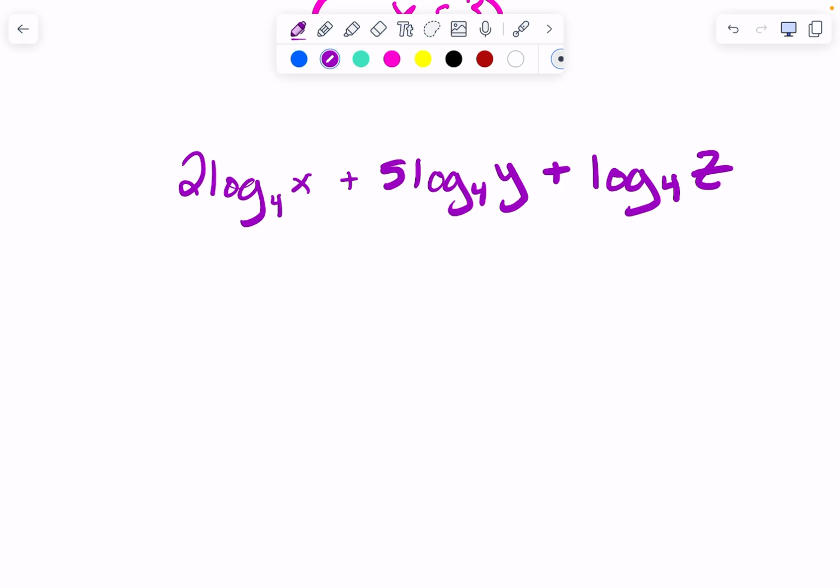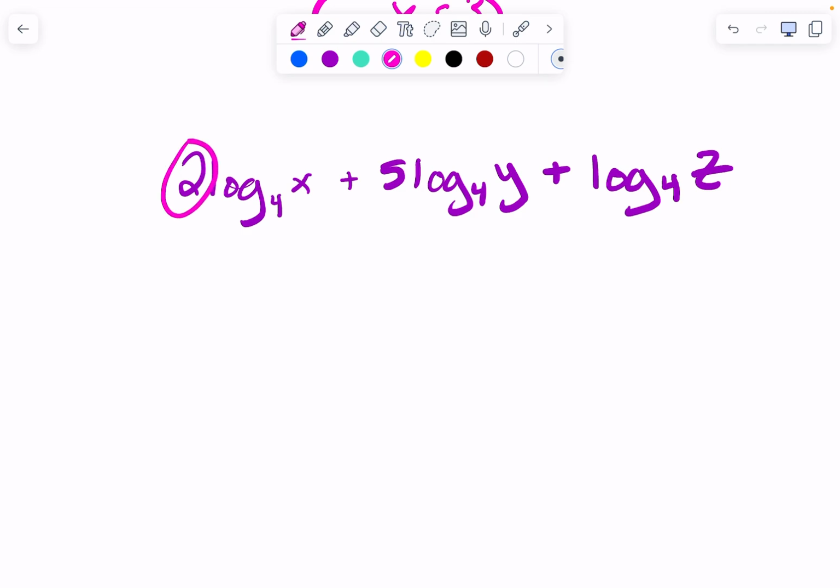Okay, those 3 pieces. You gotta combine them and put them together. So at the end, you're only gonna have 1 log. Make sure you have a log on the front. You're just putting the 3 logs together. What's plus mean? Multiply. Okay, but before I multiply, I gotta move this 2.